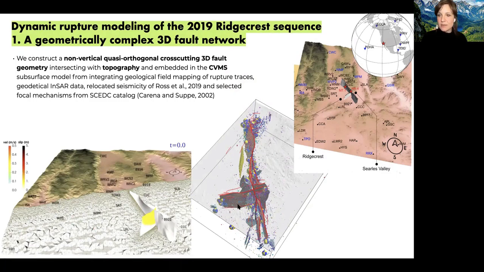Our fault structure includes several fault segments that are the basis to model both the M6.4 Searles Valley foreshock and the M7.1 mainshock. And these faults are not vertically dipping, but are approaching each other in an undulation with depth.